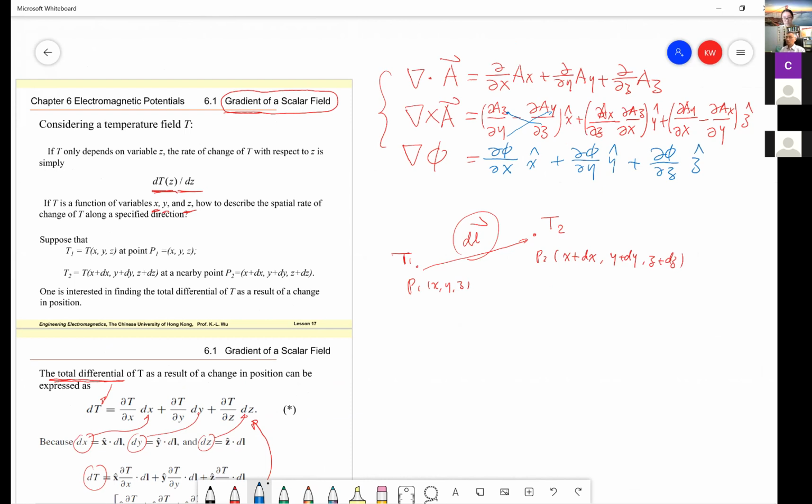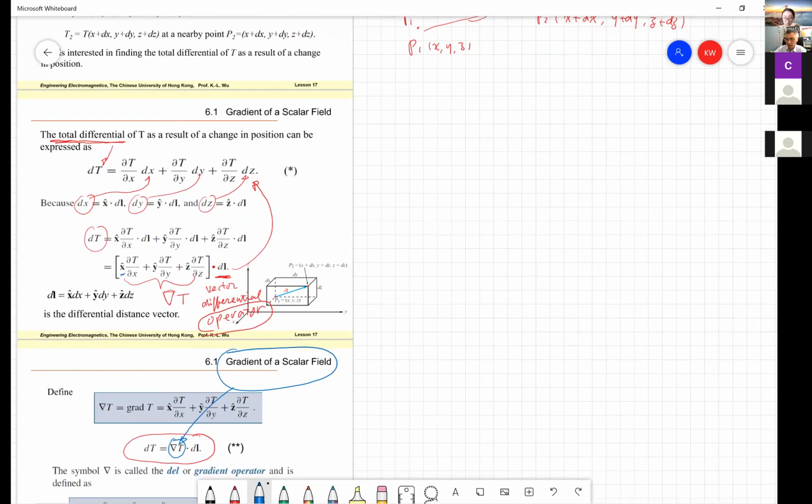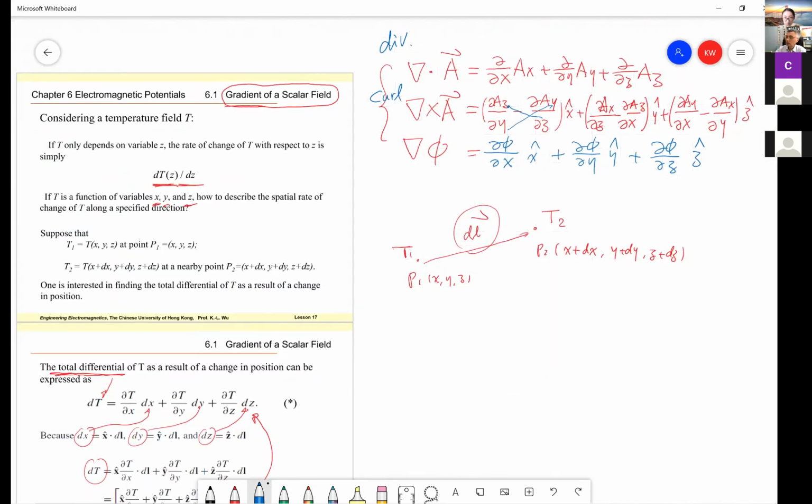Now we have a complete set of vector differential operators: divergence, curl, and the gradient. What is the short name?